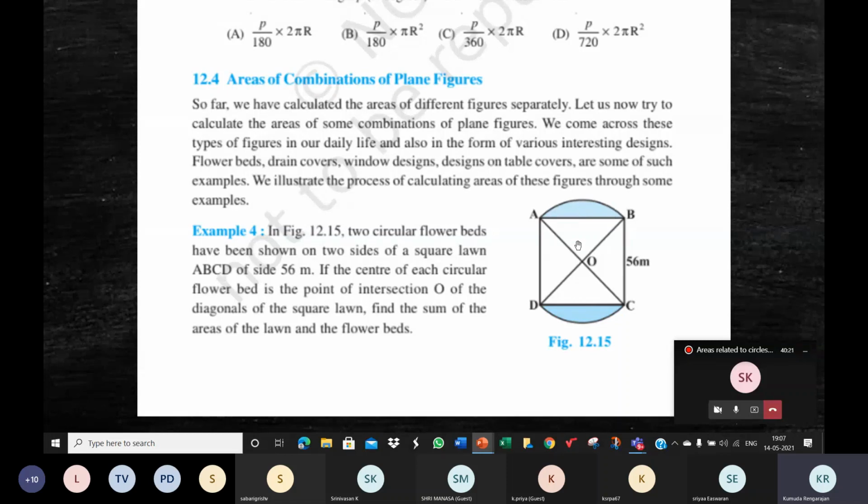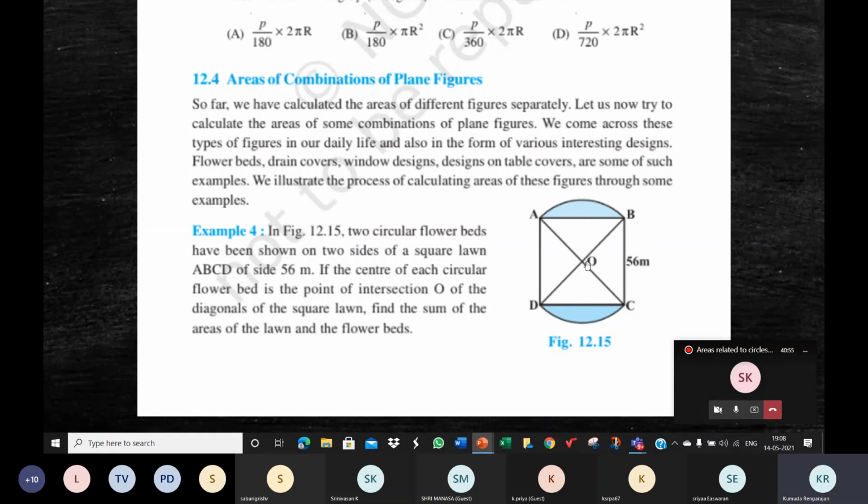So why is it a sector? Because there is a radius and an arc. So this full thing is a sector, and the sector is a quadrant because this angle is 90 degrees. In the sector, the angle is 90 degrees by the property: in a square, diagonals bisect at right angles. So it's nothing but a quadrant. A sector whose angle is 90 degrees is a quadrant.